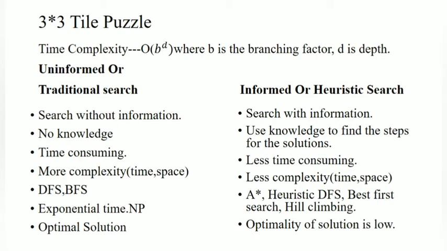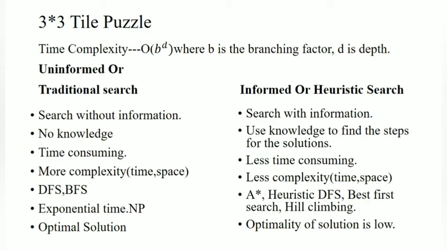That is heuristic search, or it is named as informed search. So uninformed search is search without information, and heuristic search is search with information. Traditional search, or uninformed search, has less knowledge. Here, informed search or heuristic search uses knowledge to find the steps for the solution. What are the steps required to solve, which direction I should take, what are the precautions or rules that have to be followed. Some of the information will be there in heuristic search.